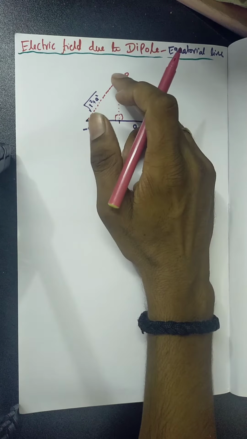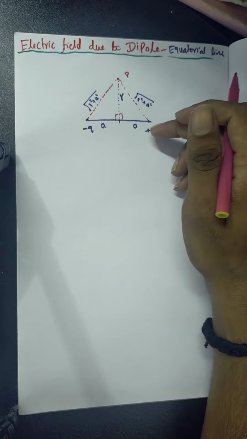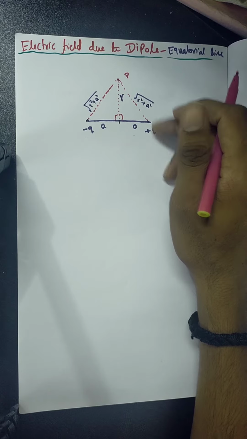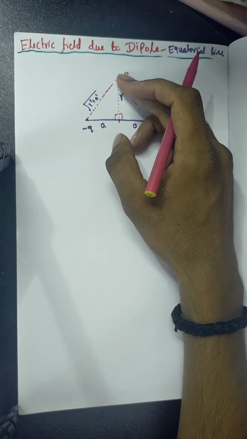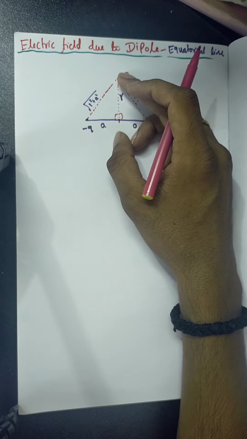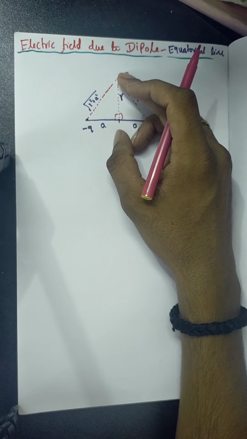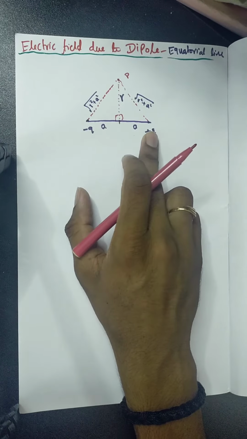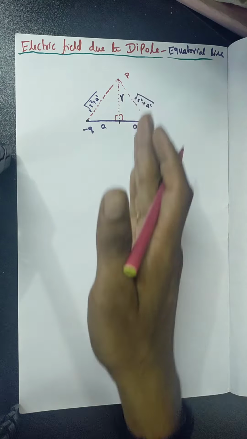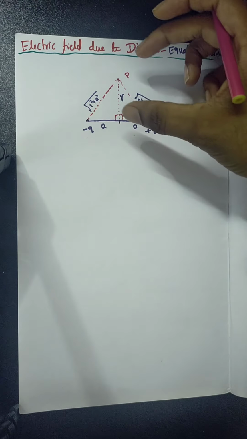Now at this point P, what is the electric field due to this charge? At the same point, what is the electric field due to this charge? Then I have to add them vectorially to get the net electric field. That is what I want to know. I want to know how much is the total electric field due to this dipole on the equatorial line at a certain point P at a distance r.